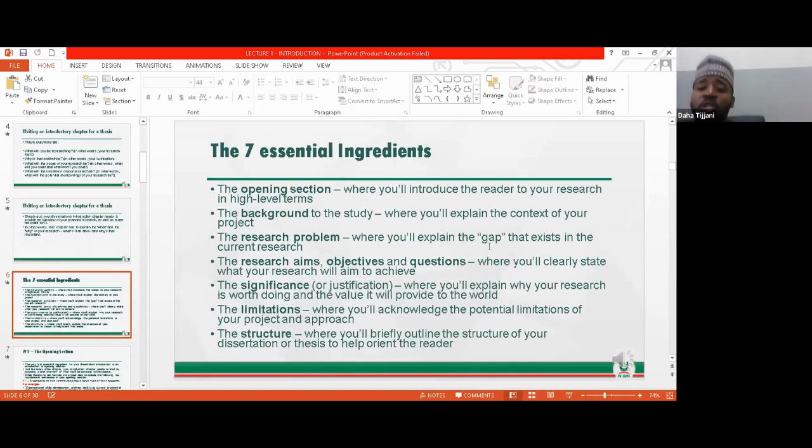First of all, you need to have the opening section, where you will introduce the reader to your research in high-level terms. Secondly, you need to introduce the reader to the background of the study. You need to give the theoretical background and the context in which you are going to research.